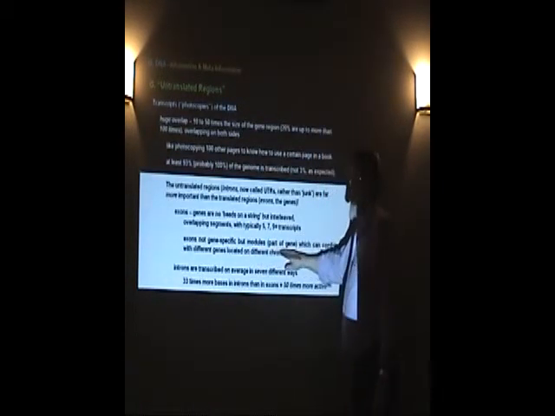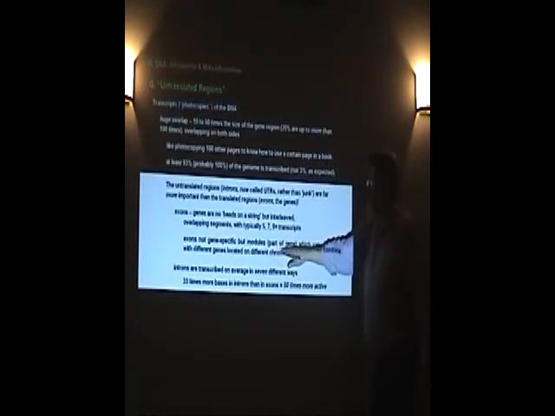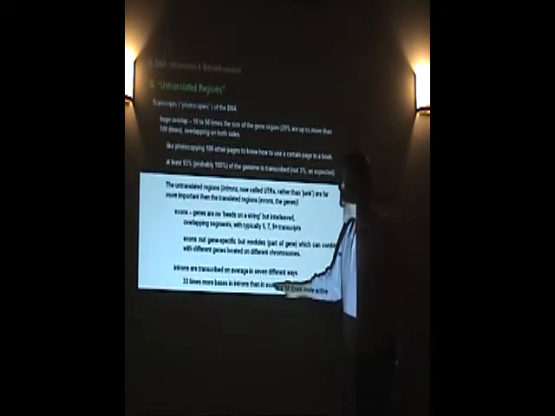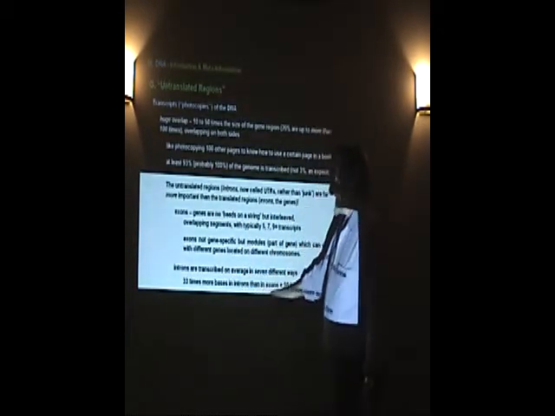Exons are not gene-specific, but modules. In other words, the things that we would call the genes, the pieces, the exons, are not gene-specific, but modules, part of a gene, which can combine with different genes located on different chromosomes. Introns are transcribed on average in 7 different ways. The introns are those parts that are not the genes. There are 33 times more bases in introns than in exons. In other words, the introns are up to 50% more active than the gene areas.